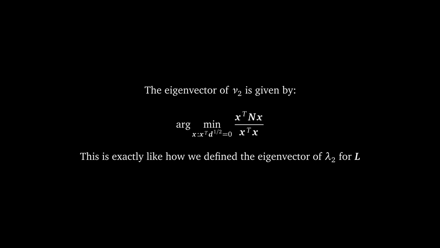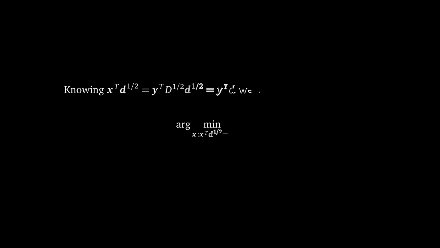This is exactly how we define the corresponding eigenvector for lambda2 for our Laplacian. Knowing the backwards formulation of our change of variables, we can go back to y and use what we had initially to find mu2. Like how we used lambda2 with the Laplacian to find a lower bound for our isoperimetric ratio, we can use mu2 to also show a lower bound for conductance.